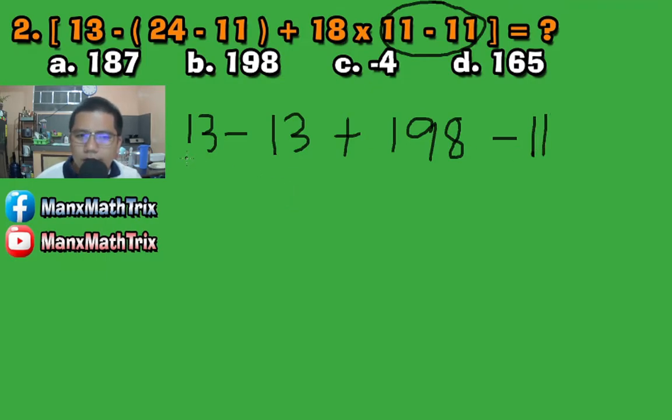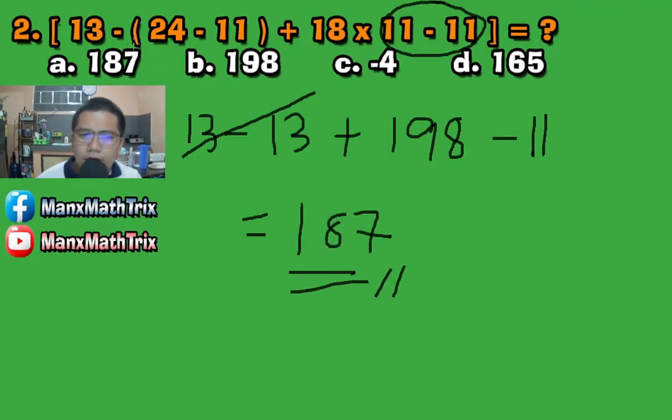So cancel this out. 13 minus 13 is just equal to 0. And then 198 minus 11 is just equal to 187. So our answer here is A, 187. Now let's proceed to our third problem.